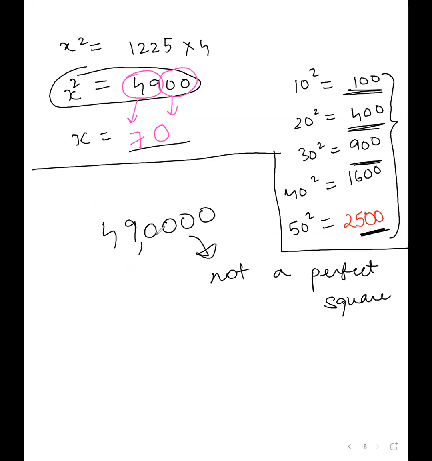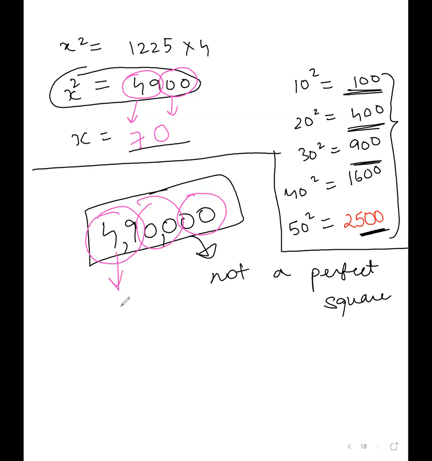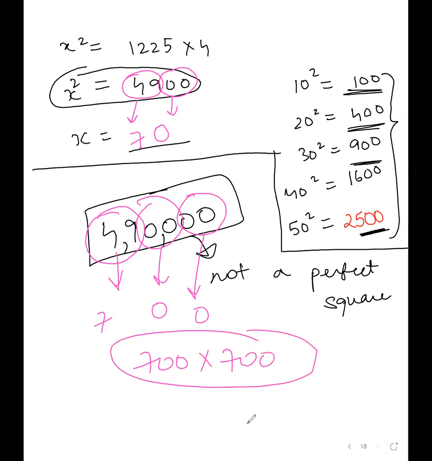So let's say if you have this thing, 4,90,000. Okay, this has 4 zeros, right? So what you will do here is you will again divide it into pairs. 1, 2, 3. What are you getting from this pair? 7. What from this pair? 0. What from this pair? 0. So the square root will be 700. If you are not able to believe this, multiply 700 by 700 and tell me whether the answer comes.